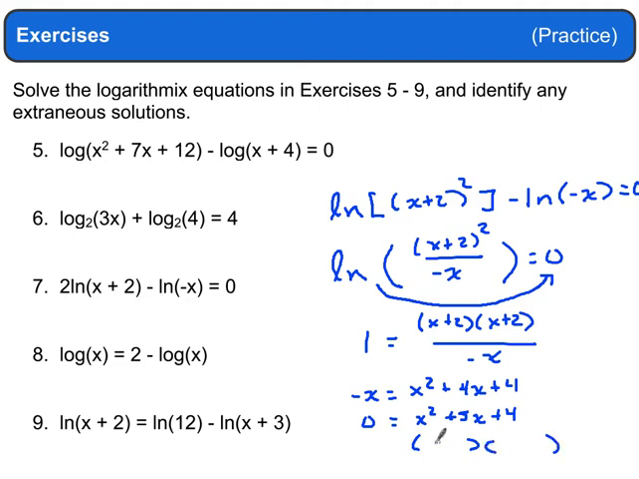We factor, and you get x plus 4 and x plus 1. And so x is equal to -4, and x is equal to -1. When you check them, it turns out that the -4 is extraneous, but the -1 does work. So the only solution for that is -1.